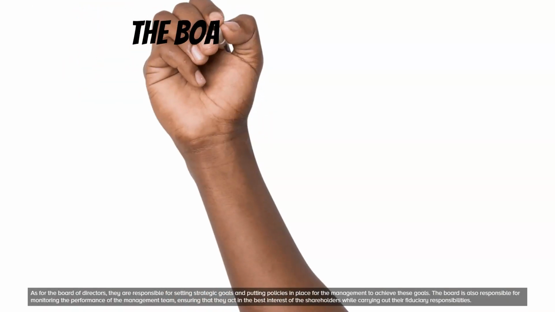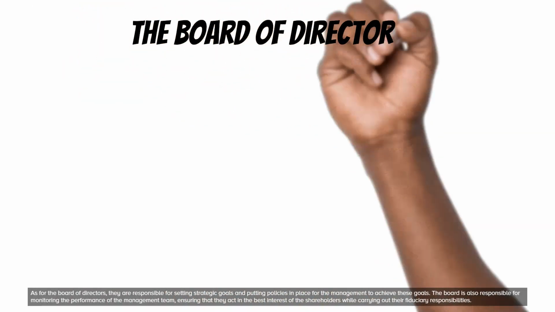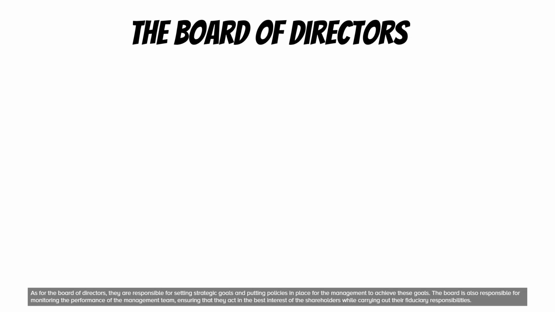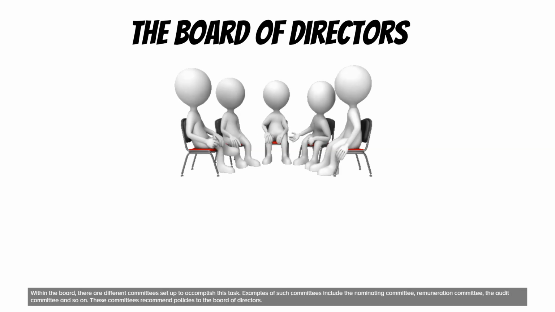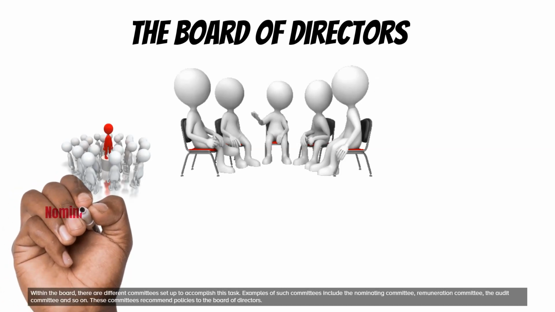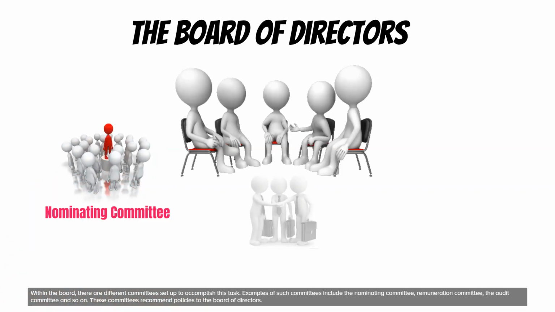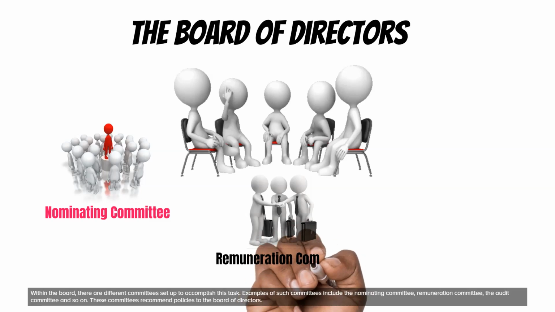For the board of directors, they are responsible for setting strategic goals and putting policies in place for the management to achieve these goals. The board is also responsible for monitoring the performance of the management team, ensuring that they act in the best interest of the shareholders while carrying out their fiduciary responsibilities. Within the board, there are different committees set up to accomplish this task. Examples of such committees include the nominating committee, remuneration committee, the audit committee, and so on.